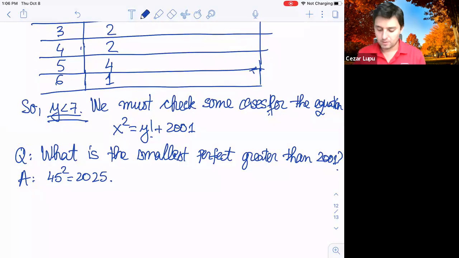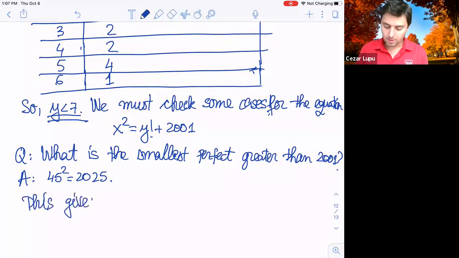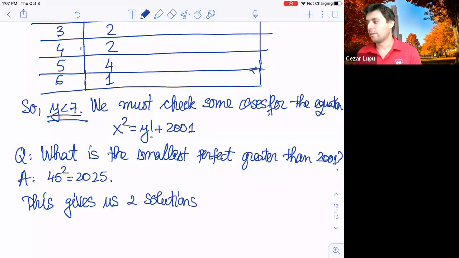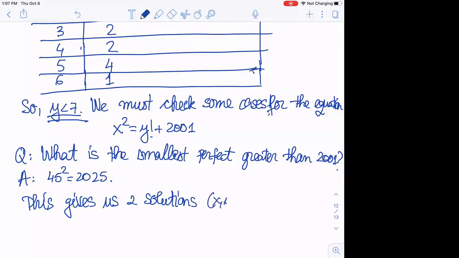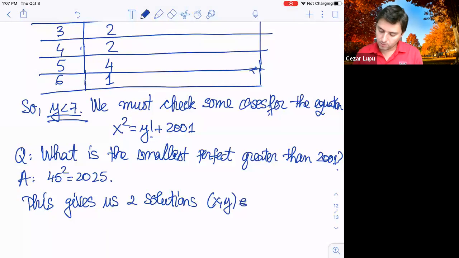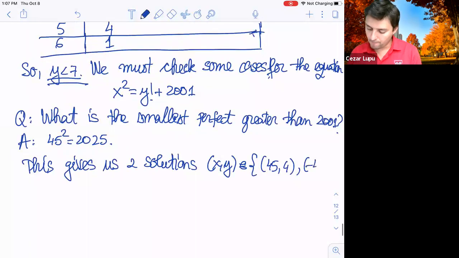Yep. So this will give us the square root of 2025, but also negative 45 squared will give us 2025, right? So this gives us two solutions, which will be 45 and 4, so this will be 45 and 4, and negative 45 and 4. Right?